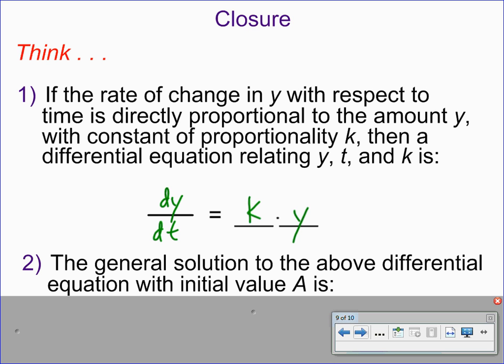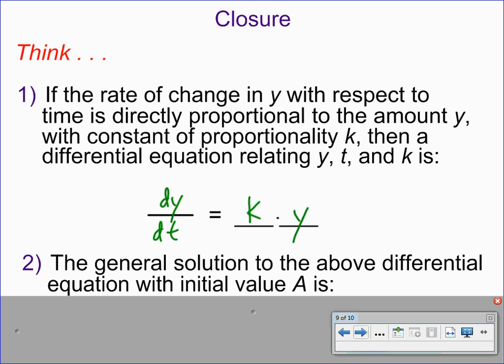Go ahead and take a look at your differential equation. Raise your hand if you have dy dt equals k times y. Great, thanks, hands down. This is super important. This is saying the rate of change in a given quantity is proportional to the amount of that quantity. We've got a variety of real-world examples that exhibit this scenario.